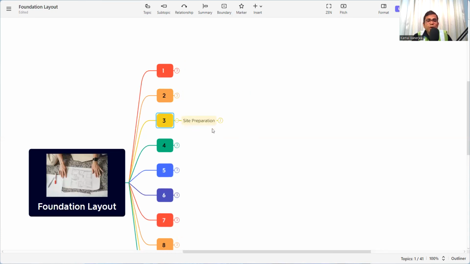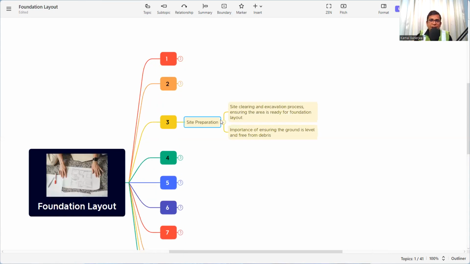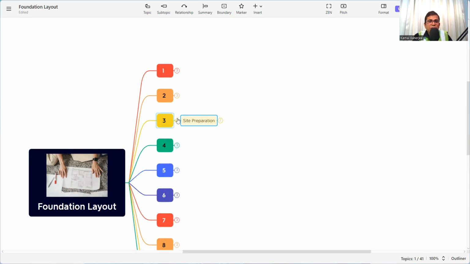The next thing is site preparation. If the site is uneven and there is debris, you cannot do the foundation layout. So you need to ensure the site clearing and excavation process, ensuring the area is ready for the foundation layout. You also need to ensure that compaction has been done, because it's the most important. If the soil is not compacted well, whatever the foundation, whatever the RCC, the load will not be transferred into the soil. So the site must be ready and well compacted before doing the foundation layout. These are the things you need to take care of in site preparation.